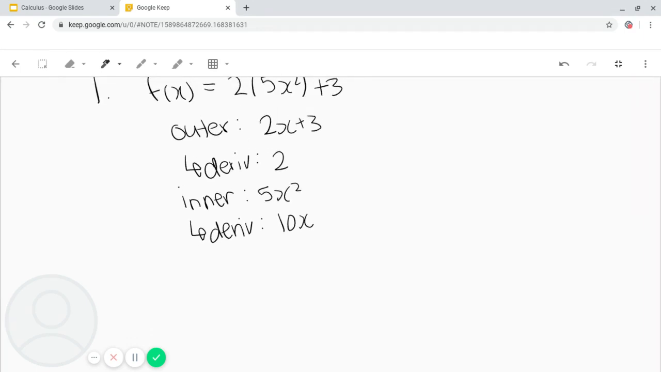So then we can just plug it into that formula. So we have the derivative of the outer function, which is just 2, with the inner function inside. So in this case, we don't have an x, so we don't need to include the inner function. And then we're going to multiply this by the derivative of the inner function, which is 10x. And this is equal to 20x.